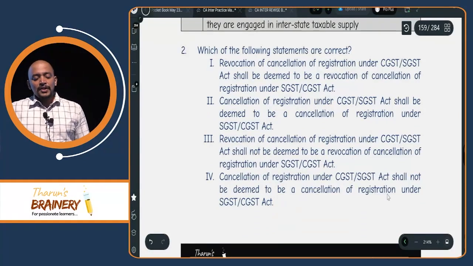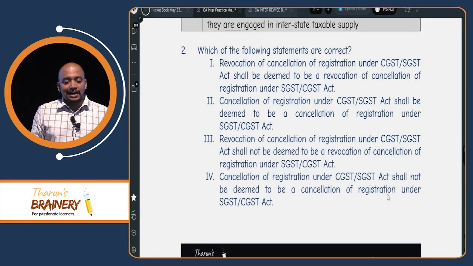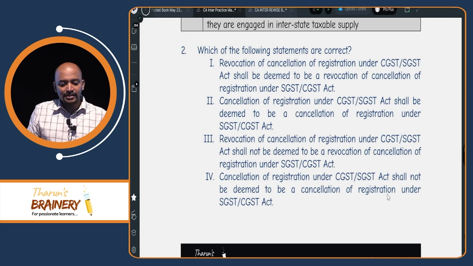Then second, which of the following statements are correct? Revocation of cancellation of registration under the CGST Act shall be deemed to be revocation of cancellation of registration under the SGST Act. Correct.